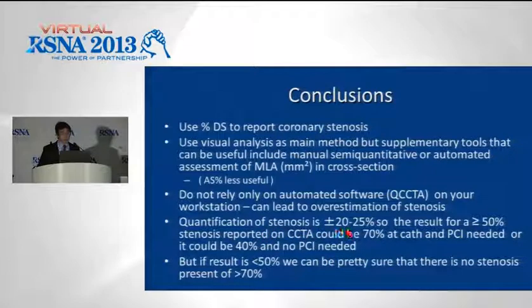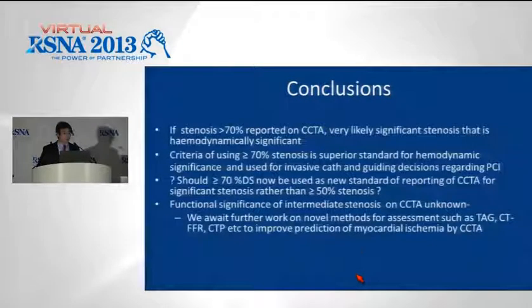Quantification of stenosis is plus or minus 20 to 25%. So the result for more than 50% stenosis reported on your CT could be 70% at cath and a PCI is needed, or it could be 40% and no PCI is needed. But obviously the patient has disease. But if the result on your CT is less than 50%, I think we can be pretty confident there is no stenosis present of more than 70% at cath.